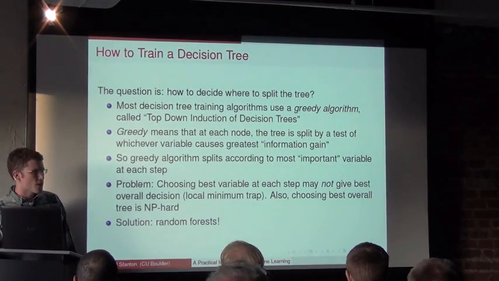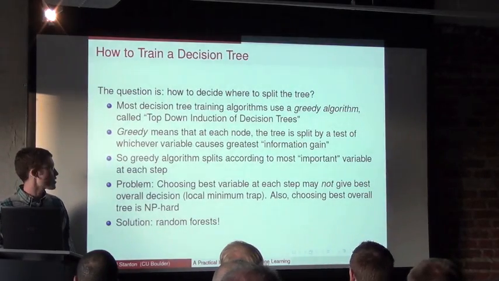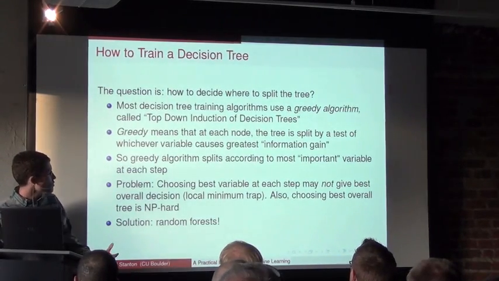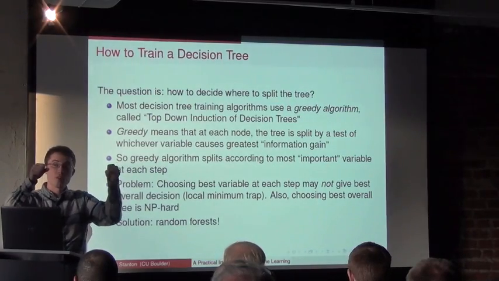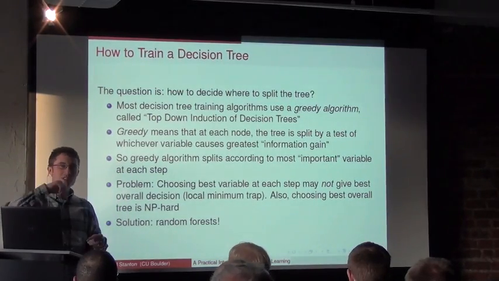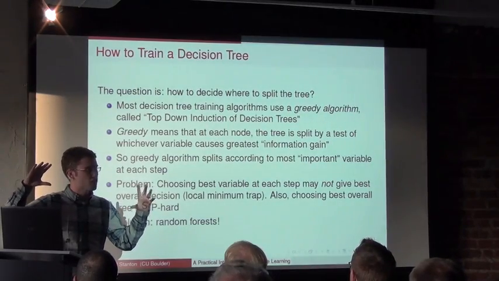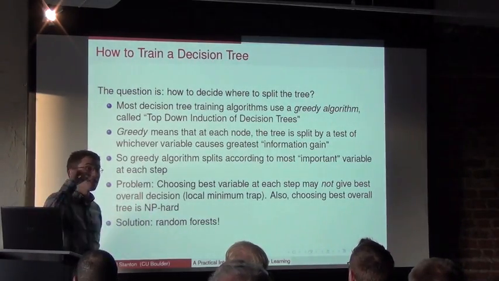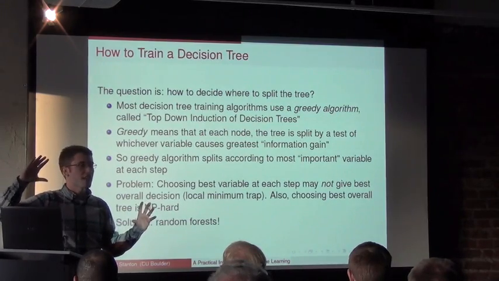So, are there any questions about what a greedy algorithm does and how that works? This is the standard way to train a decision tree. The problem, of course, is that since we're trying to split by the, quote, most important variable at each step, it's possible that we don't get the overall best decision at the end. It's actually possible that would happen. And in fact, getting the very best tree, the perfect tree to fit the data, is actually NP hard.